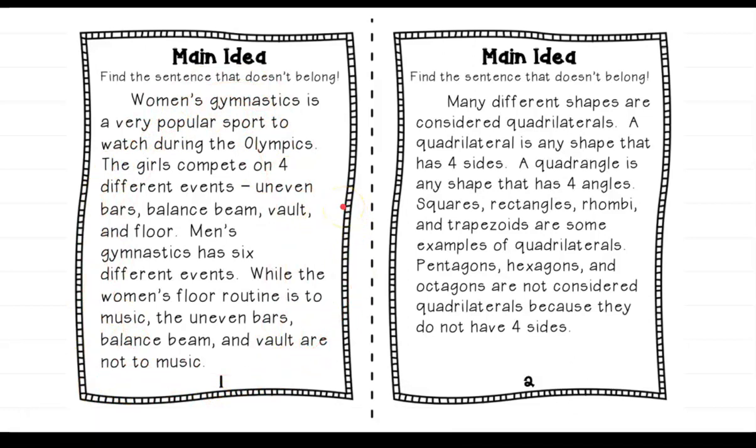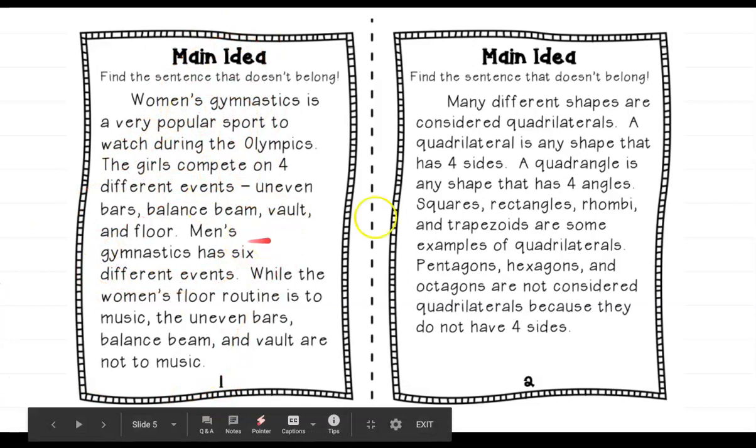What do you think that is? You can reread the sentences if you need. If you thought that this sentence right here, men's gymnastics has 6 different events, didn't really make sense in here, you are correct. While it does talk about gymnastics, it didn't really tell us about women's gymnastics. We were talking about what the girls do, so why is that in there?